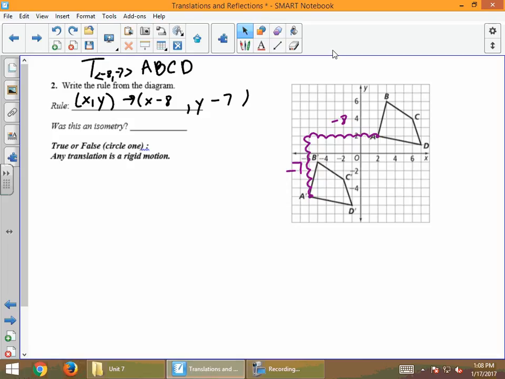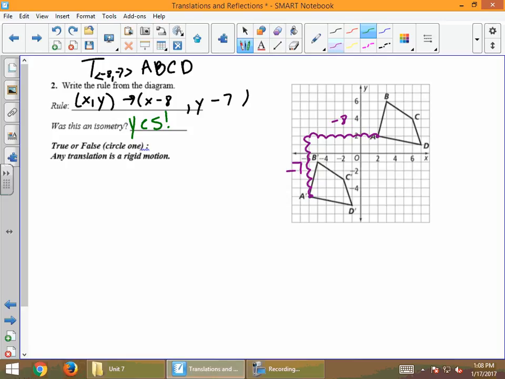Was this an isometry, or in other words, a rigid motion? Did anything change? Did the size or shape change? No. So is this an isometry? Yes. If the size or shape did not change, then you know it's a rigid motion. You know it's an isometry. Okay? True or false, any translation is a rigid motion or an isometry.